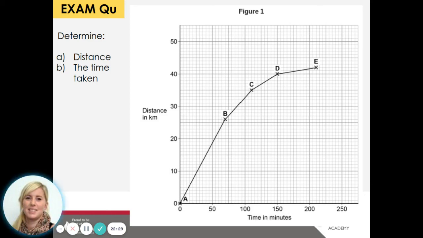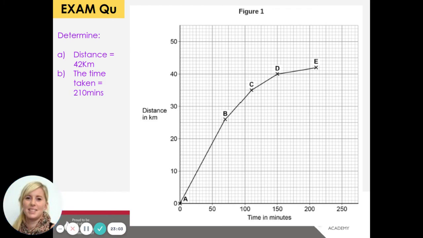And then what I want you to do now as well is work out from A to E. So what is the distance from A to E? So reading across from E to the distance. And then also what is the time taken to go from A to E? And if you had this as an actual question, you could be drawing on the graph. So I would draw a dashed line across from E and a dashed line down from E. So pause the video. And for those ones, you should have 42 kilometres and then the time taken 210 minutes.